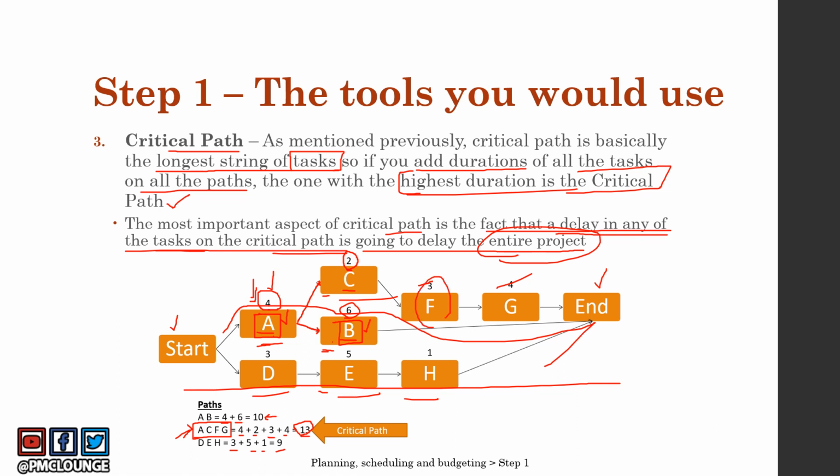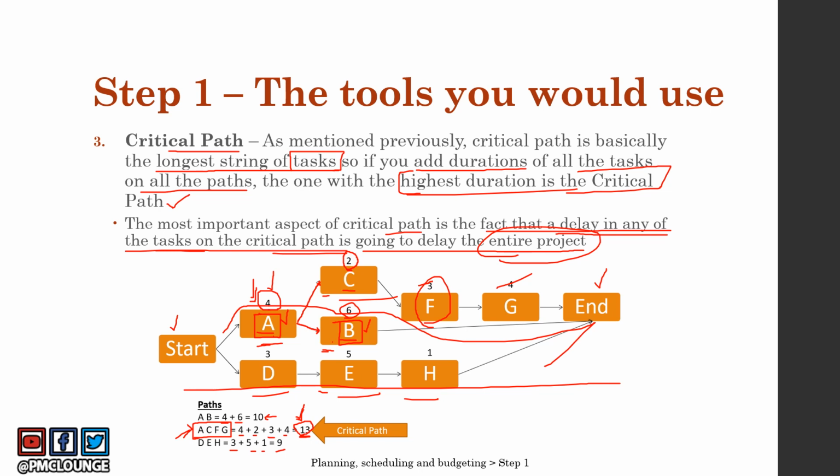Let's say F is delayed, then obviously your critical path is delayed. You were taking 13 days to complete the project because other tasks would have been performed in parallel. But if task F turned from 3 to 5, then your critical path time frame changed from 13 to 15. That is why activities on the critical path are also known as critical activities, because you cannot afford a delay in the tasks on the critical path. I hope the critical path was clear.